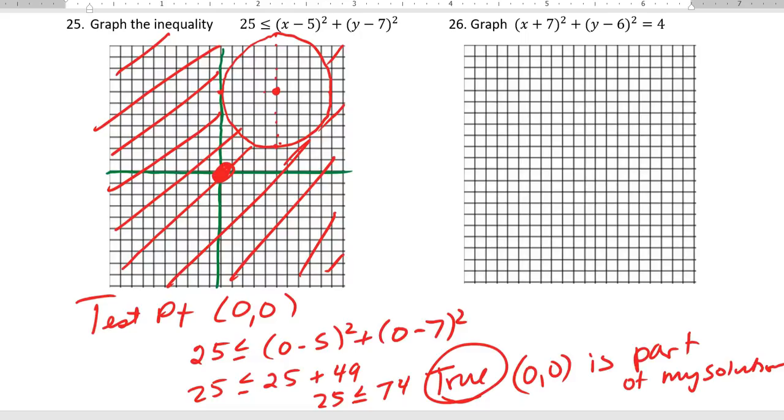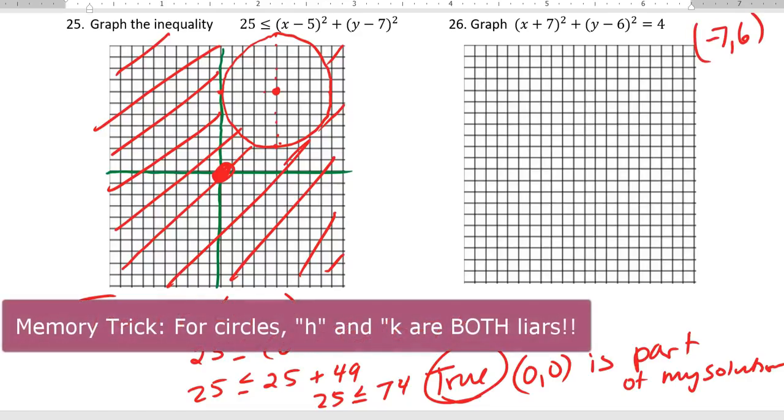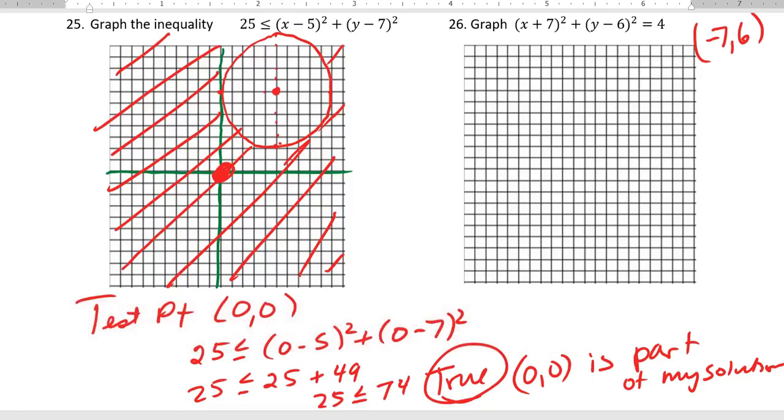Number 26, we're almost there. Well, number 26 is even easier. It's actually just that we need to recognize that the center of the circle is -6, 6. Remember, for a circle, H and K are both liars. So our center is -6, +6. And our radius, well, r squared is 4, so r would be 2 since it's a distance.